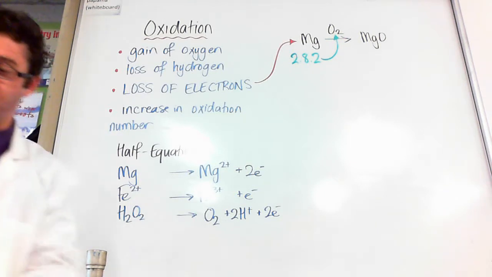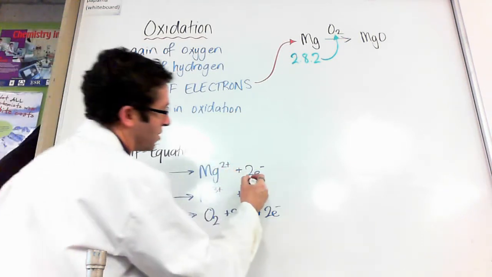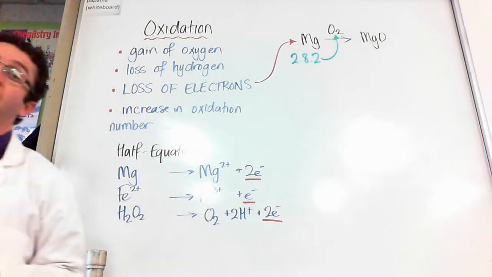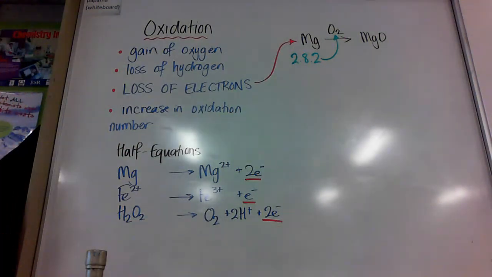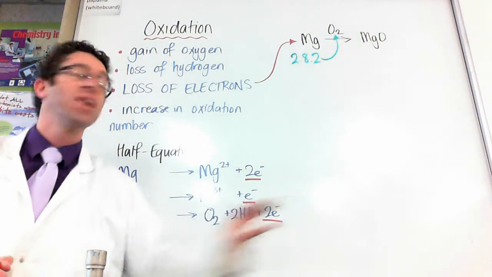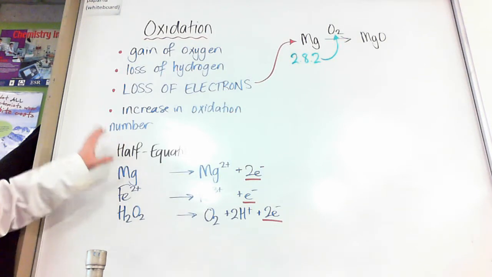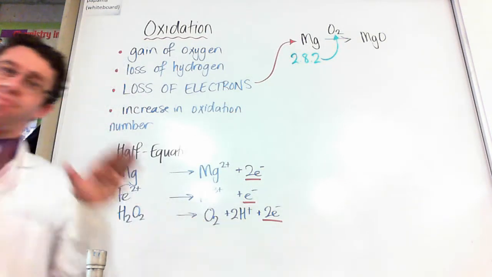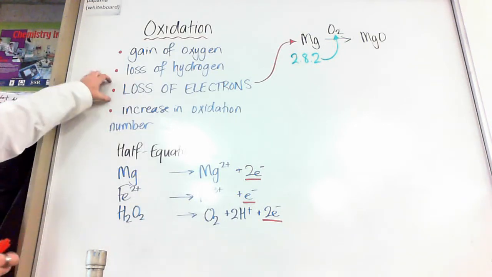The final thing I want to just show you is notice that the electrons are always on the right-hand side in an oxidation half equation. That's because this is showing them being lost or given away to something else. So oxidation half equations always have the electrons on the right-hand side. So that's a way to know that you've got the loss of electrons.